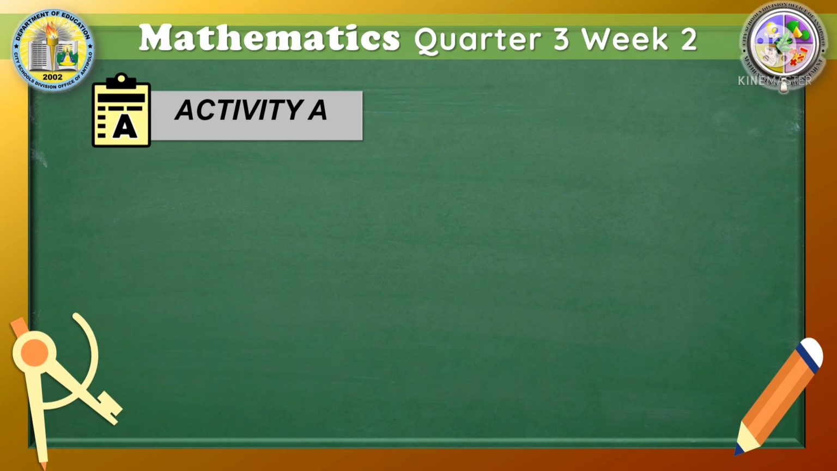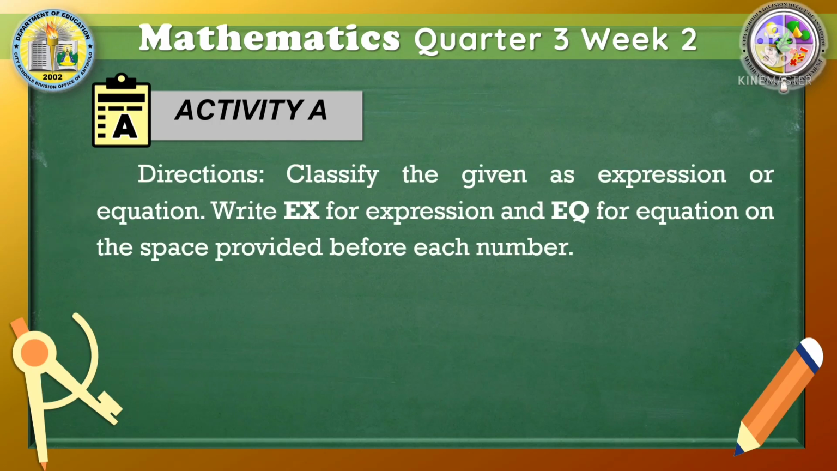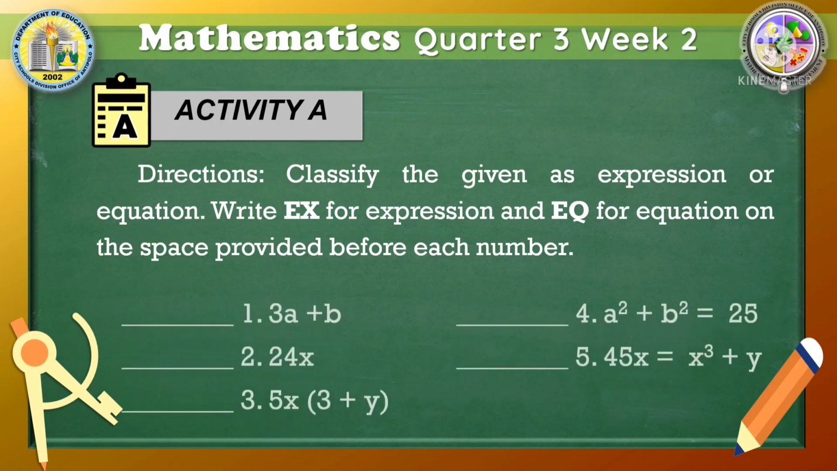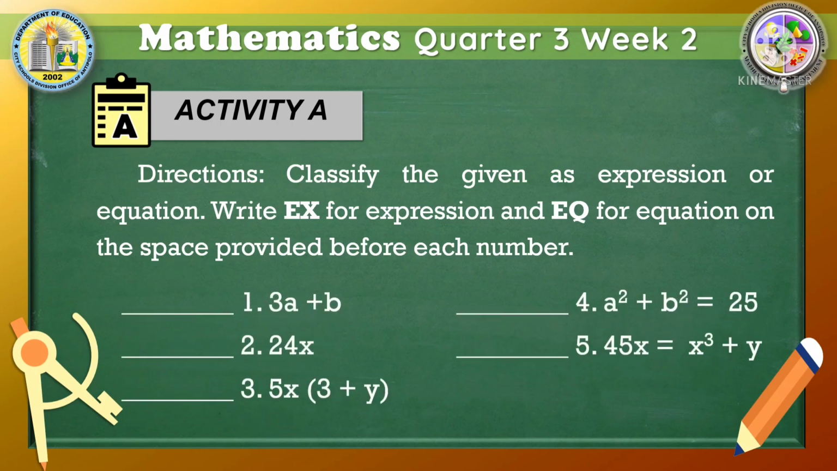Moving on, let's apply what you have learned by answering Activity A. Directions: classify the given as expression or equation. Write EX for expression and EQ for equation on the space provided before each number. Here are the given 5 items. I will answer item number 1, then you are going to answer the remaining 4 items afterwards.